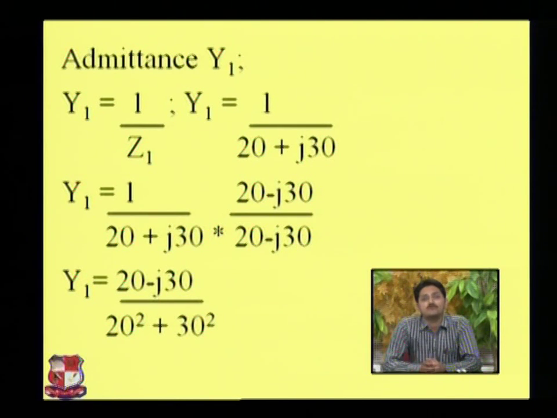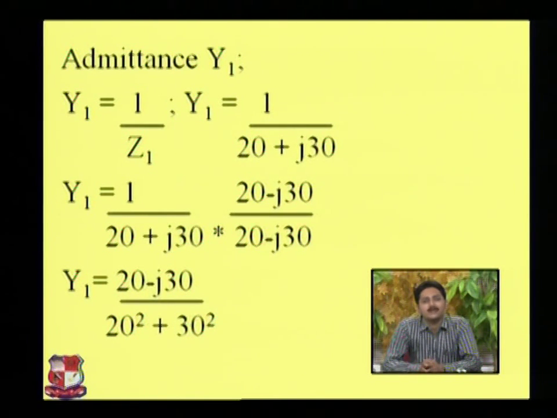So y1 equals 1 by z1. Now taking the value of z1, we get y1 equals 1 by 20 plus j30. Solving this, using the opposite nature of impedance, that is 20 minus j30, multiply and divide. With the equation of y1 we get 20 minus j30 in the numerator, and the denominator is 20 plus j30 into 20 minus j30.